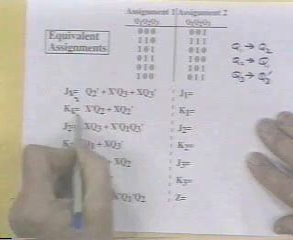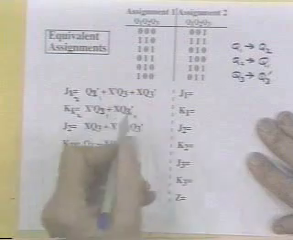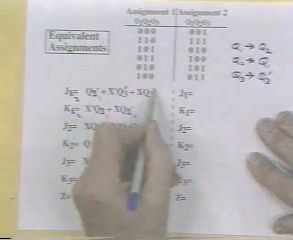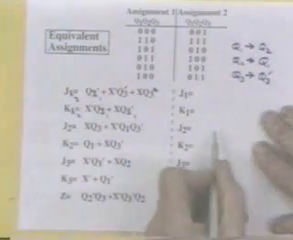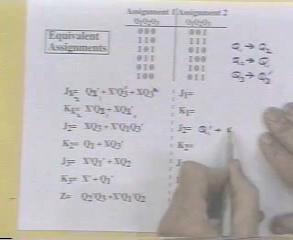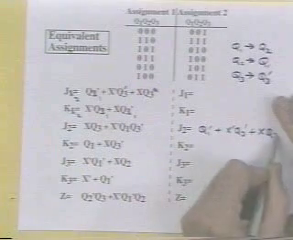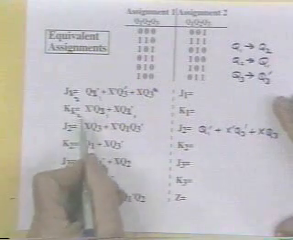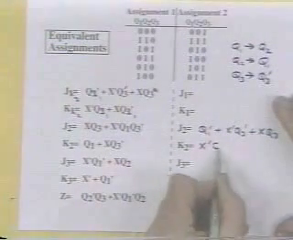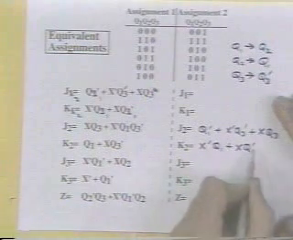1 with 2 and 2 with 1 here. And 3 with 3 prime. So I'll put a prime there and take it away here. So my J2 equation then is Q1 prime plus X prime Q3 prime plus X Q3. And for K2, I've got X prime Q1 plus X Q1 prime.